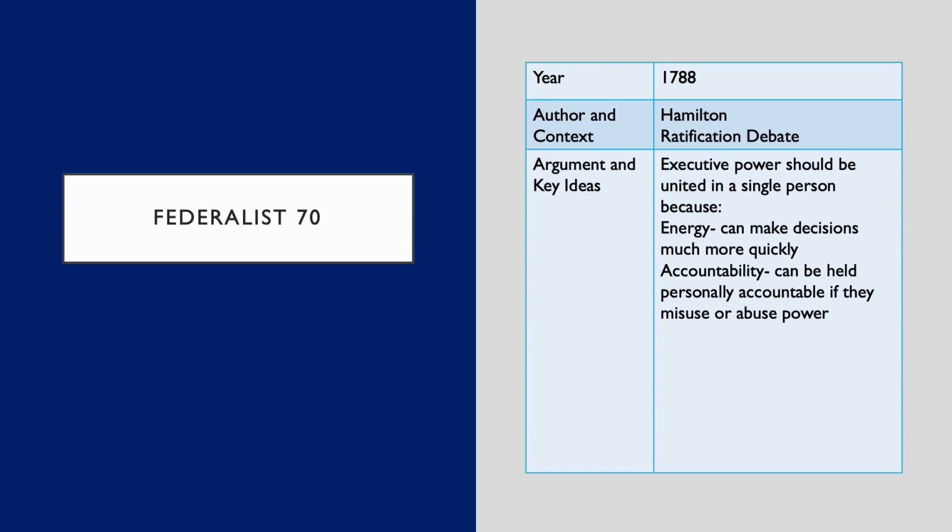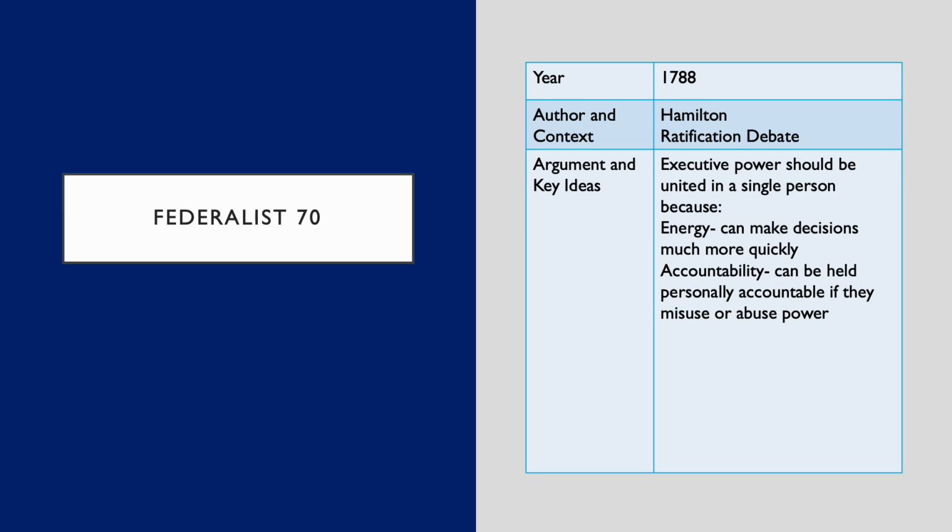Federalist 70, now we're getting into the Hamilton ones. Hamilton wrote this to defend executive power and why the president is one person, right? So, for example, Switzerland has an executive council of 7 people. Like, their chief executive is 7 people, right? The Directory in Revolutionary France had 5 people, right?